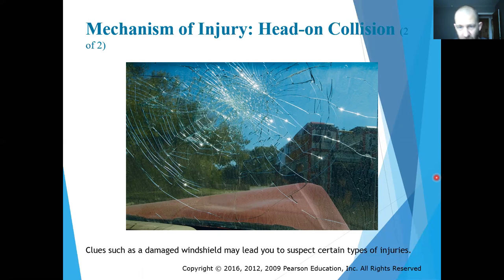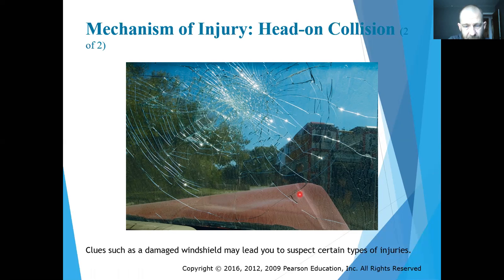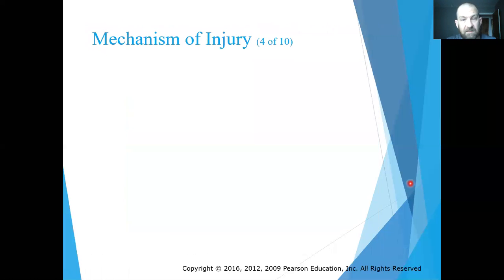We can see the hood of the car here, the hood that's been banged up. So they hit something head on. And what we're seeing here is a starburst effect, or a spidering of the windshield, it's called. You will usually see that when a head has made contact with the windshield. So we'll be looking for clues. If you see this, it's a nice clue that you should be looking for head injuries.